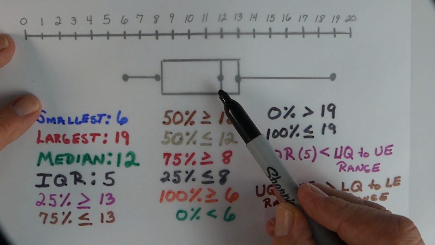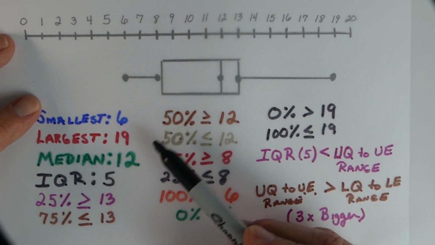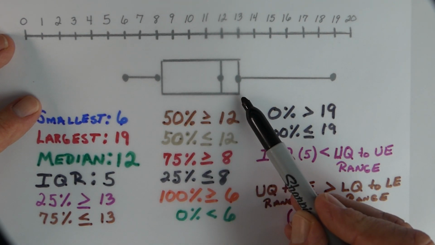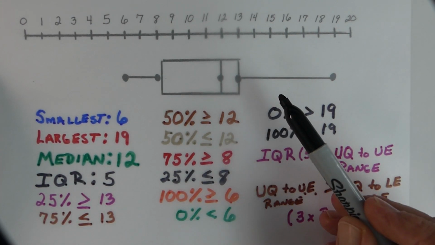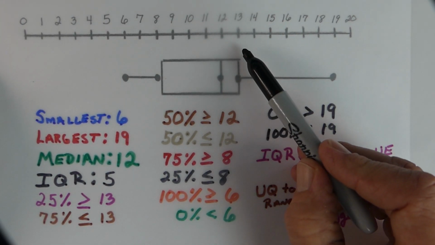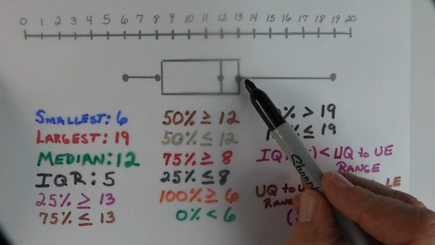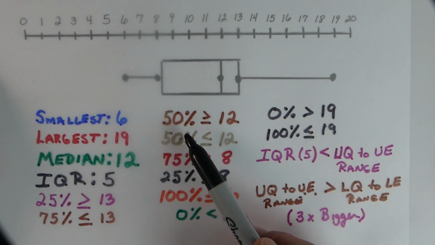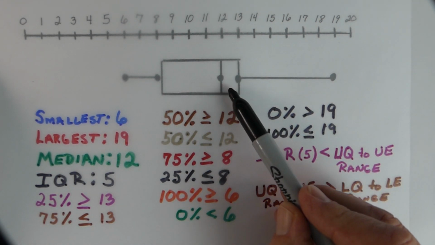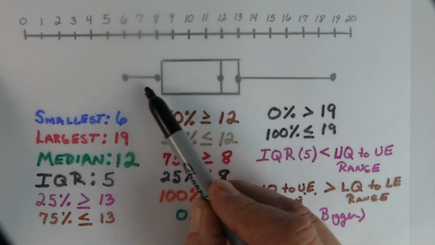I can see that the inner quartile range, which represents the middle 50% of students, has a range of 5, between 8 and 13. I can see that 25% of all the students had 13 or more tacos. I can see that 75% had 13 or less. I can also see that 50% had 12 or more, 50% had 12 or less.